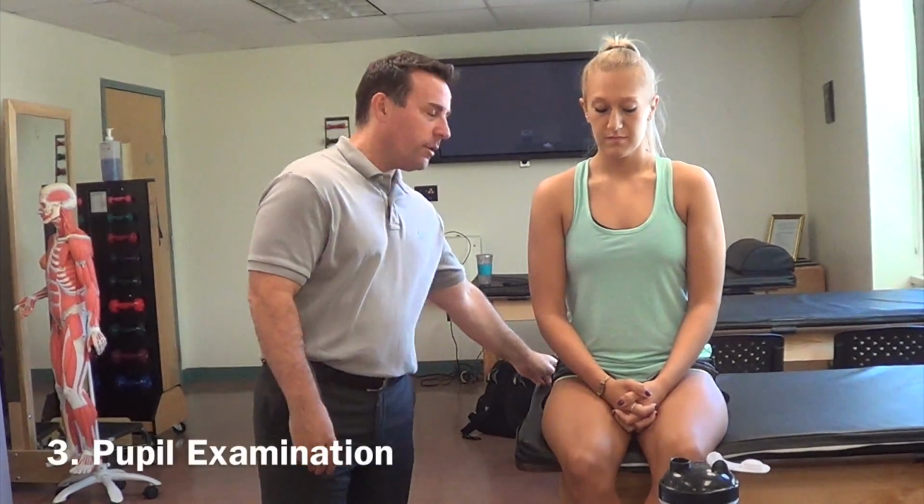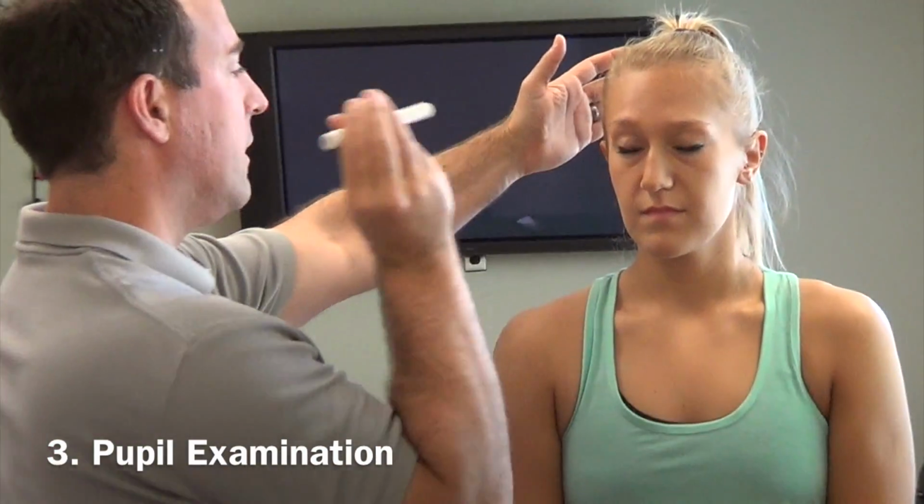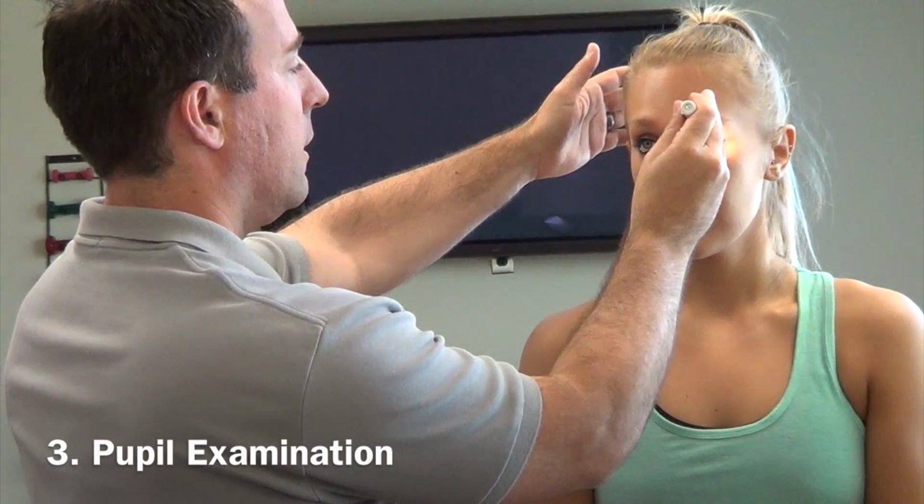Next is pupils. With a pen light, we're just going to make sure that her pupils constrict when the light is shined in and then dilate when the light is taken away. Constrict, then dilate. Constrict, then dilate.